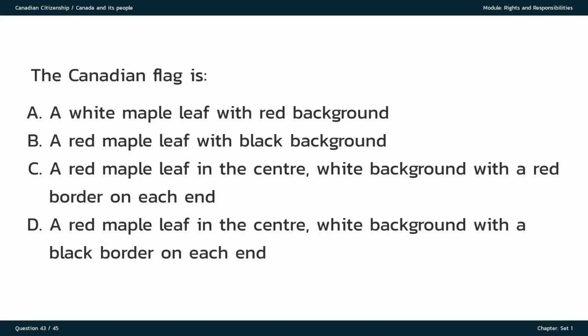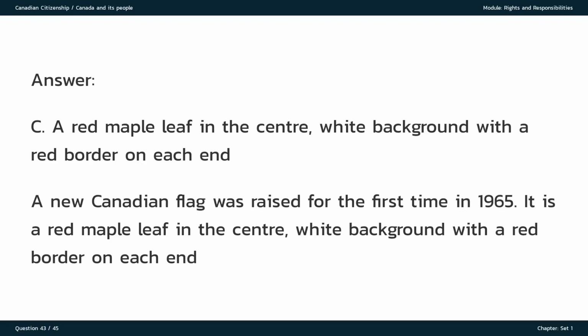The Canadian flag is A. A white maple leaf with red background. B. A red maple leaf with black background. C. A red maple leaf in the center, white background with a red border on each end. D. A red maple leaf in the center, white background with a black border on each end. The answer is C. A red maple leaf in the center, white background with a red border on each end.